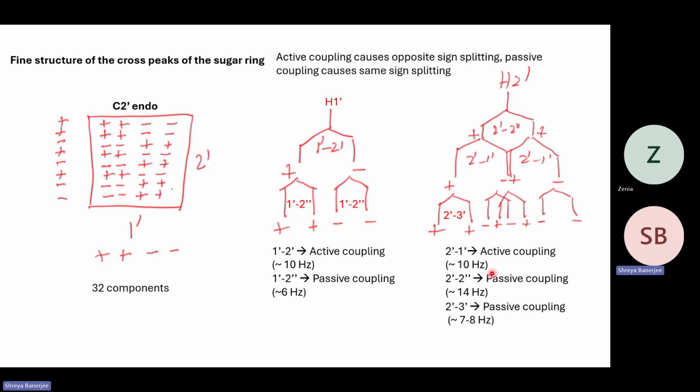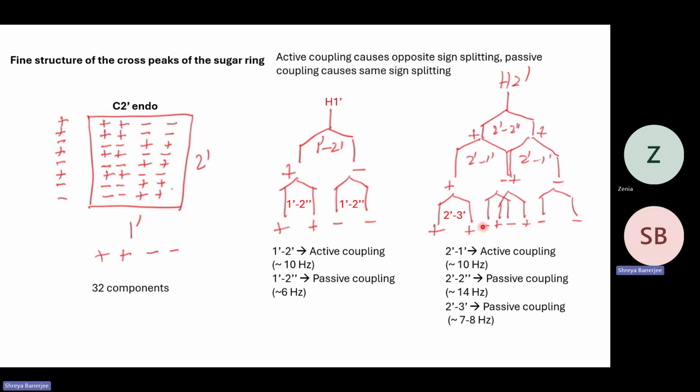Now if we look at the magnitudes, 2 prime 2 double prime has the highest magnitude, 14 hertz, because it is a geminal coupling. 2 prime 1 prime has lesser magnitude, 10 hertz, so there is no crossing yet. But now 2 prime 3 prime has smaller magnitude. So here a crossing will occur. For these two extremes there will be no crossing, but in the middle a crossing will occur, because this is 10 hertz and these are 7 to 8 hertz. So the sign pattern will be plus plus, minus plus, minus plus, minus minus. That is what is written here.